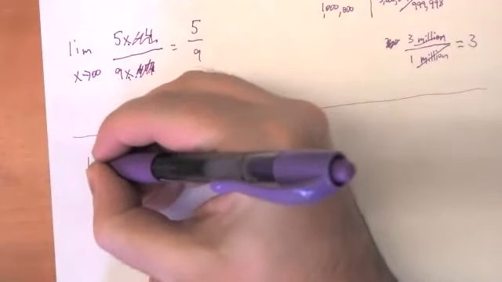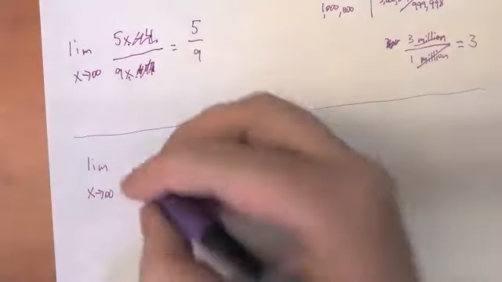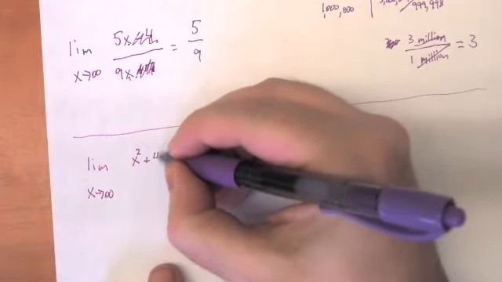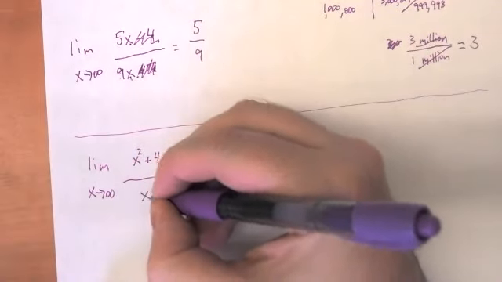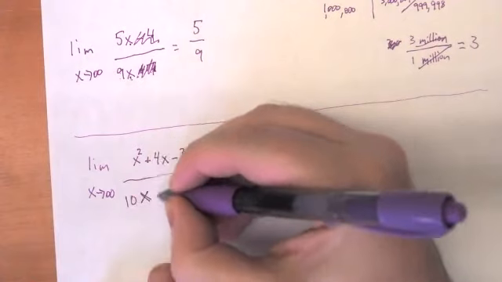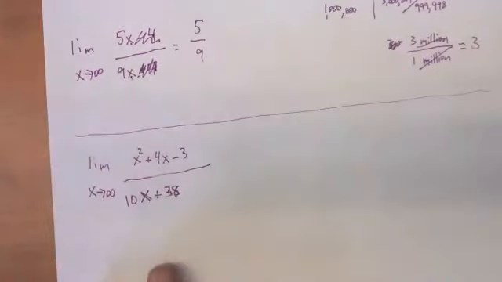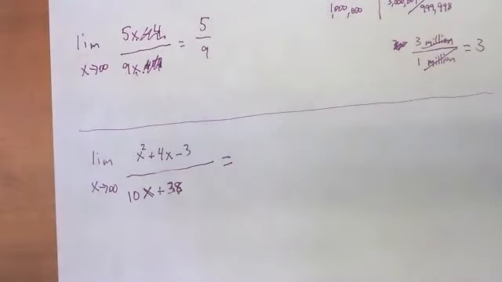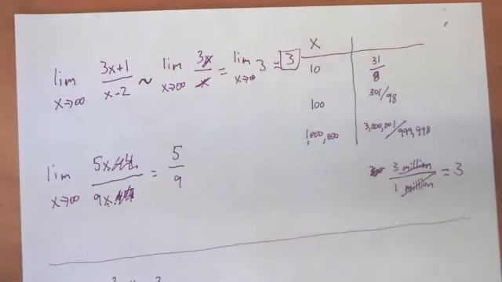All right, in this case, I will look at the limit as x approaches infinity of, let's say, x squared plus 4x minus 3 over 10x plus 38. All right, so I want to approach this the same basic way that I approached the last problem and see if that works out for me. That's a good problem solving strategy.